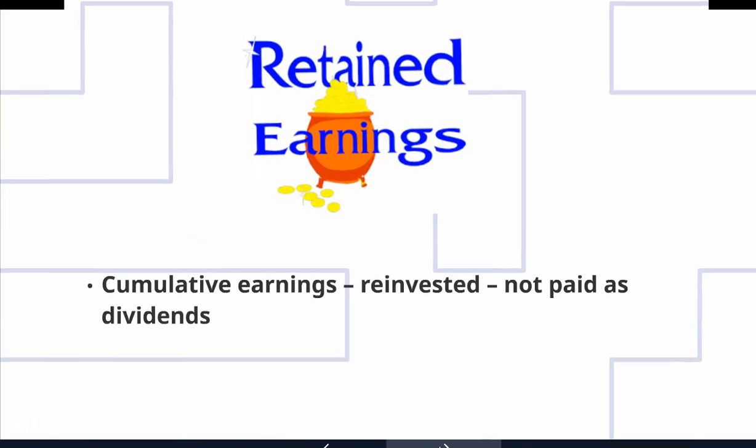The third type of equity is called retained earnings. Retained earnings is that part of earnings or profits of a company that is retained or held back by the company for reinvestment in the company operations for expansion or other purposes.